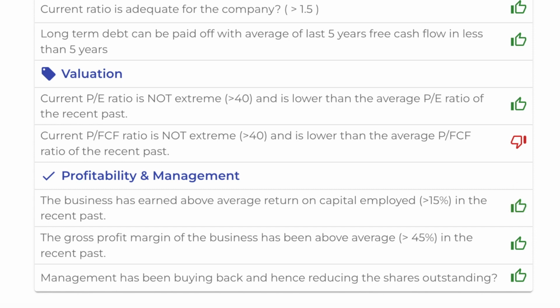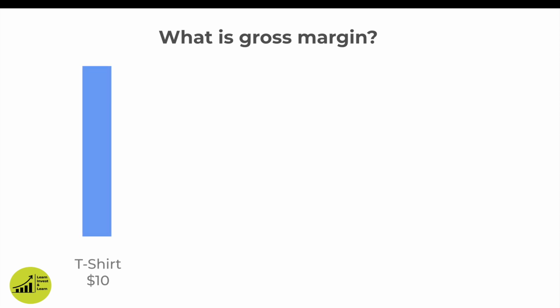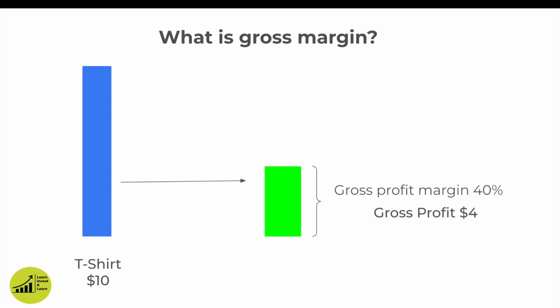The next quality metric is if the gross margin of the business has been above average. Let me explain to you what gross margin is in a simple way. What does it mean to have a gross margin of 40%? It simply means that if you sell your product or service for say $10, and if your gross profit margin is 40%, then your gross profit is $4.